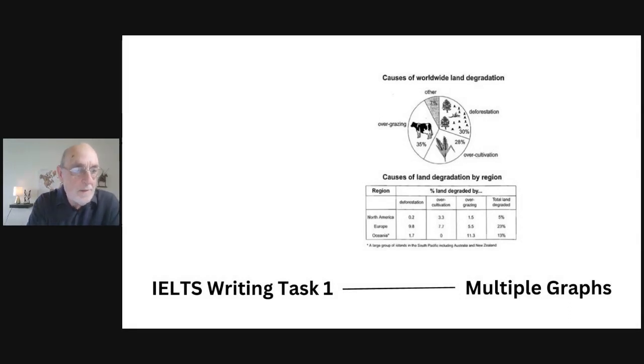So whenever you have multiple graphs, you will have two different types of graphs. And in the case that we're looking at today, we have a pie graph and a table chart. But you could have any combination of a line graph and pie graph, a table chart, and any combination of these, and you will have to write about both.